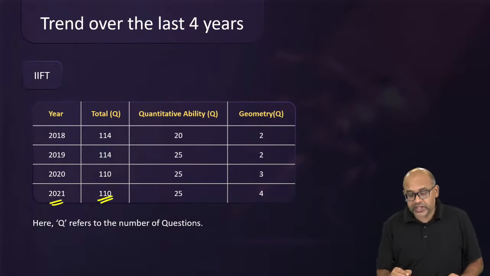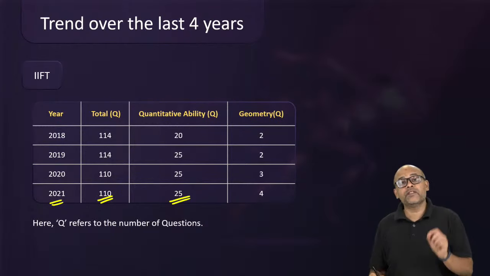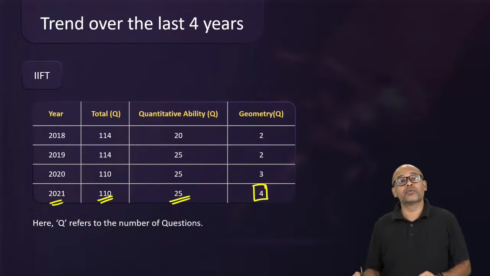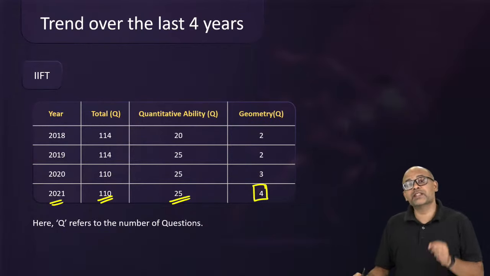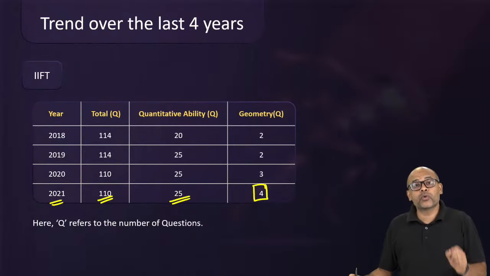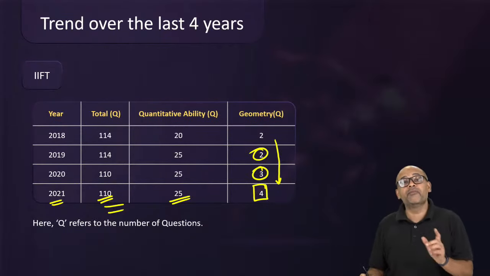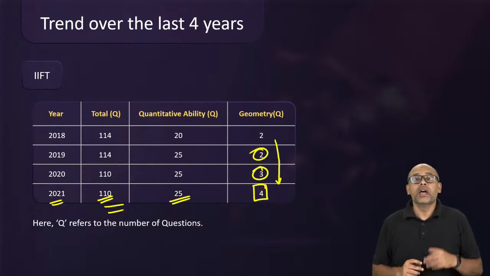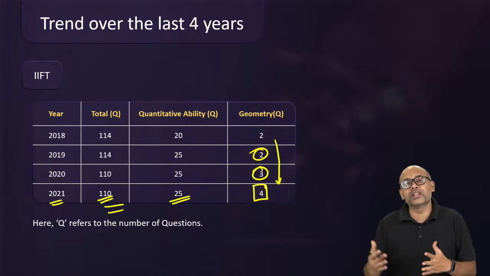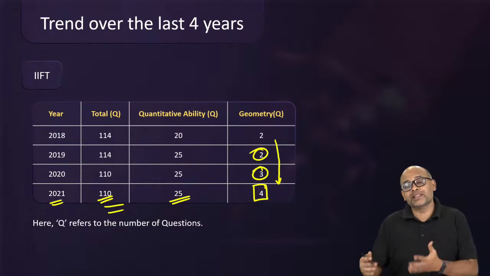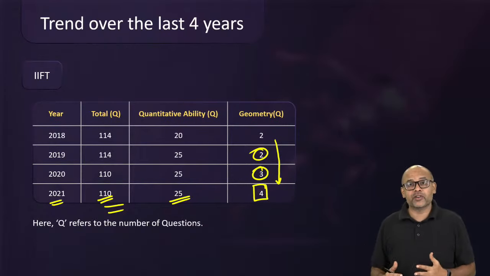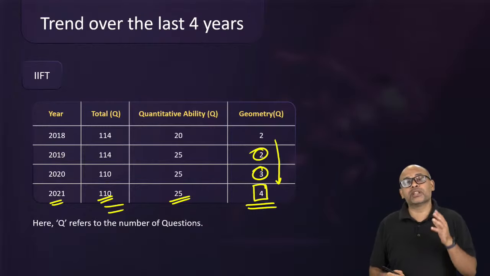Last year, the total number of questions were 110. Quant was 25 questions and 4 questions were from this topic. So 4 questions is about 16% of your quant section. The year before it had 3 questions and the year before that 2 questions. So you can see slowly the number of questions coming from this area has been increasing over the last 3 years. Now, you can say that it's a trend, but I don't think it will go more than 3 to 4 questions. Please don't expect this year to be 5 or 6. I'll be surprised if there are 5 or 6, but you can expect somewhere in this range.